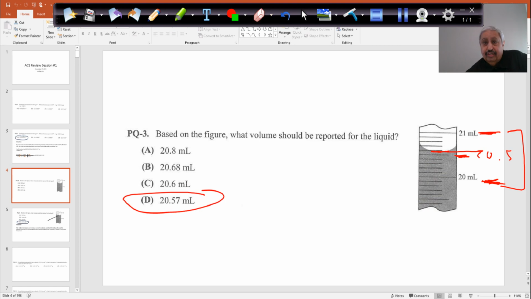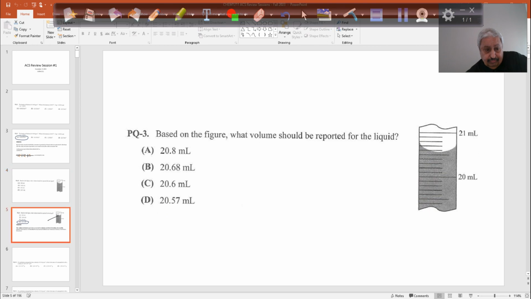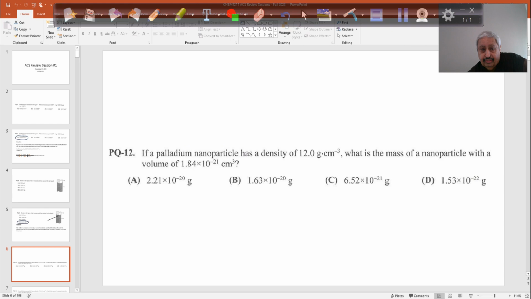Let's see if this one is correct. The answer is D. And let's see, it is. The answer is D, correct. So let's take another question here.